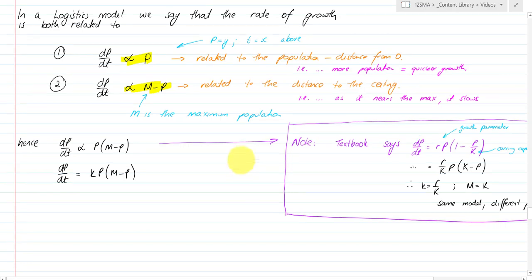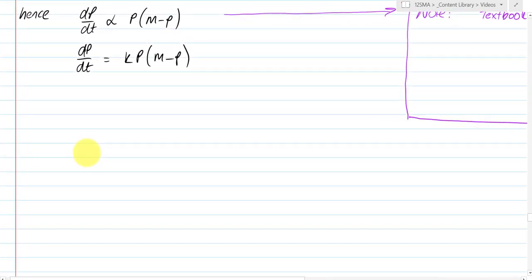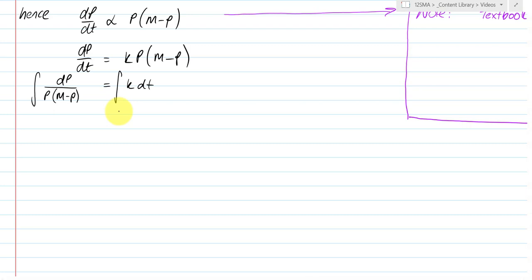So let's work through developing the logistics model from the rate of change model that we're given here. I want to solve this differential equation. What this means is that I'm going to leave the dP here, but I'm going to have 1 over P(M minus P) there, and that's going to be equal to k dt, and I'm going to integrate both sides. Now, in the past, I've integrated 1 over P pretty easily, but in this case, I've actually got partial fractions, so I have to be a little bit careful.